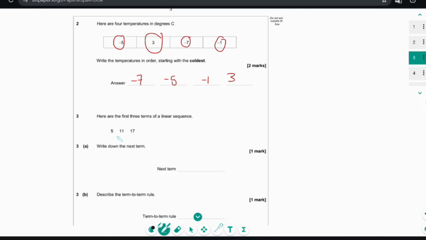Here are the first 3 terms in a linear sequence. Write down the next term. Let's find the common difference, which is 6. Add 6 on to 17, we get 23 for the next term. Describe the term-to-term rule. What are we doing to get from one term to the next? We're adding 6. So add 6.